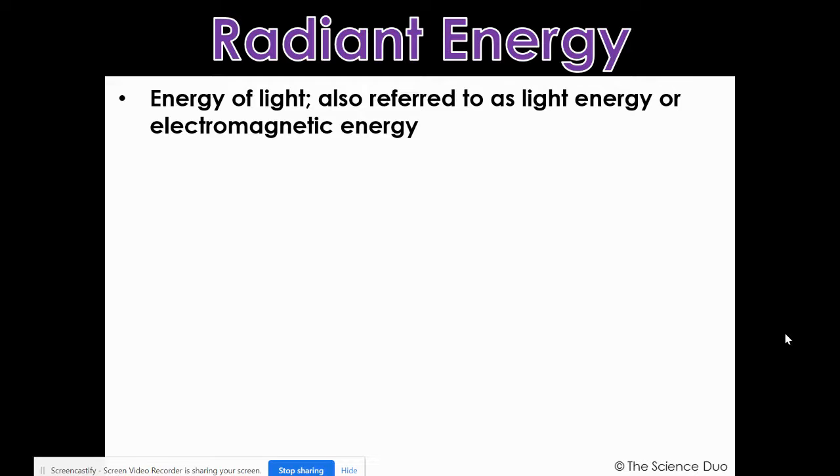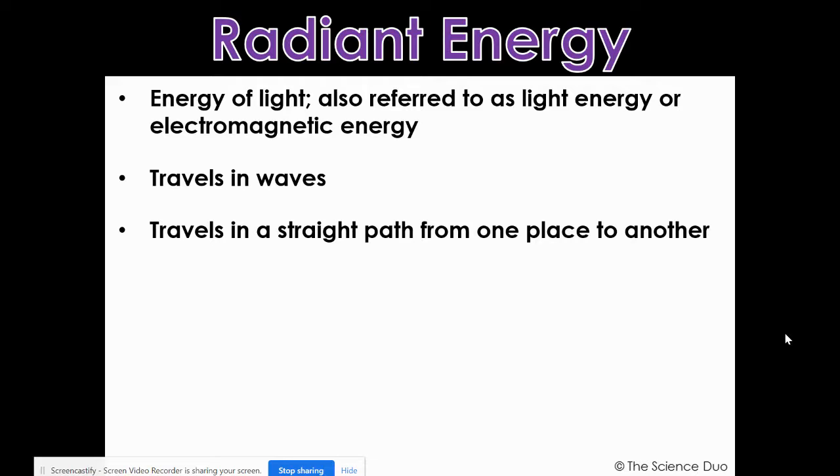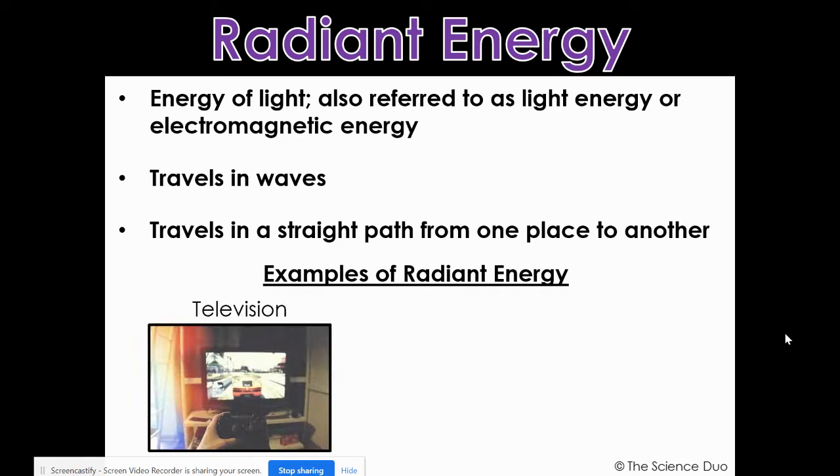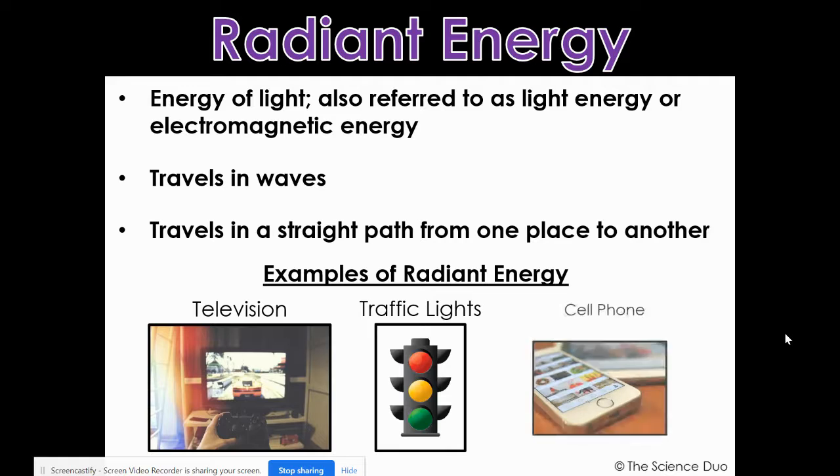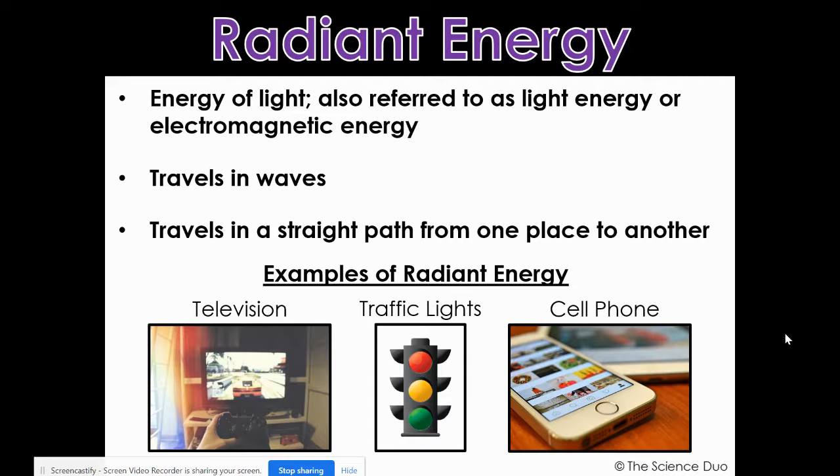Radiant energy is energy of light. It's also on the electromagnetic spectrum, so we call it electromagnetic energy. It travels in waves, and it travels in a straight path from one place to another. So that light energy from the sun takes about 8 minutes to reach us. It comes directly from the sun to us. Some examples are a TV, traffic lights, and a cell phone.